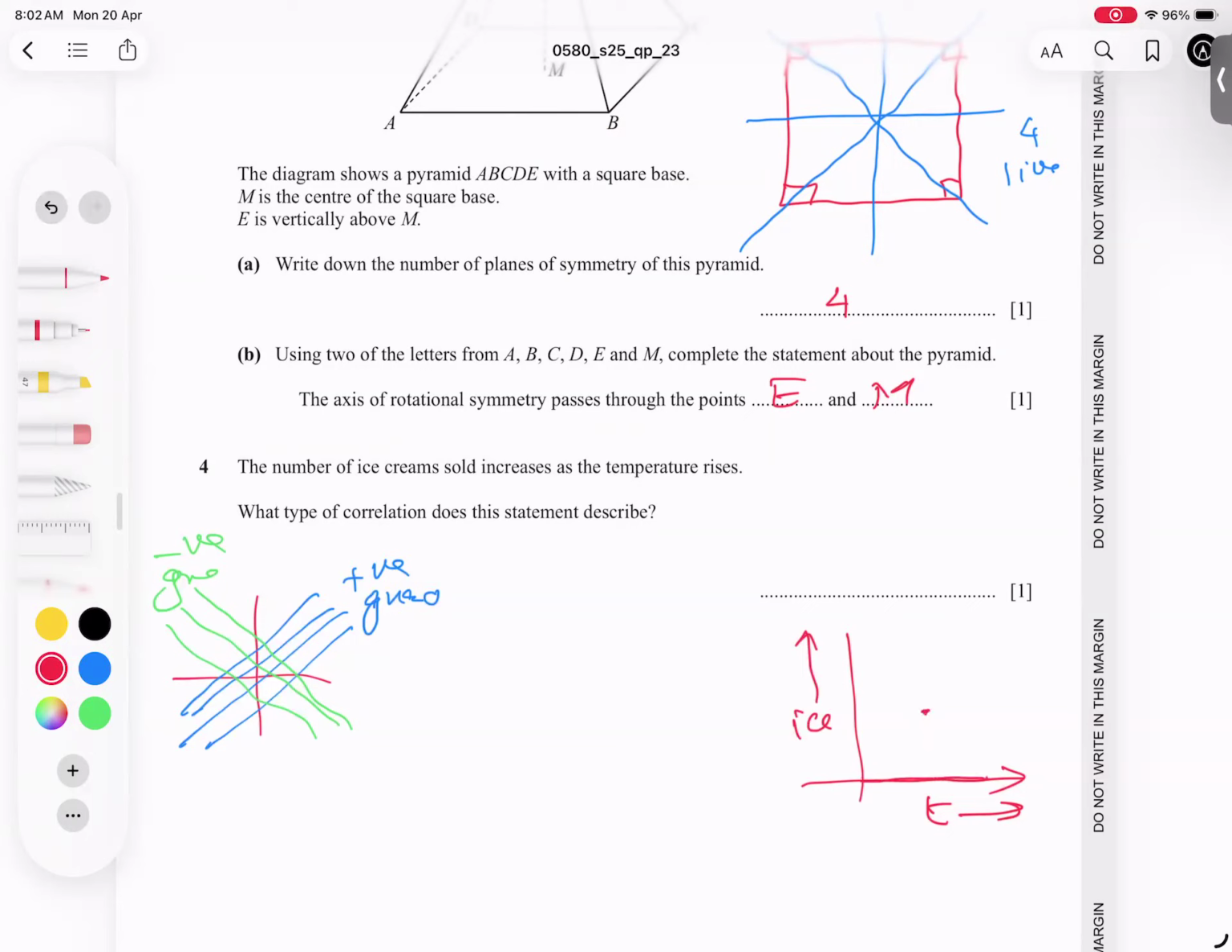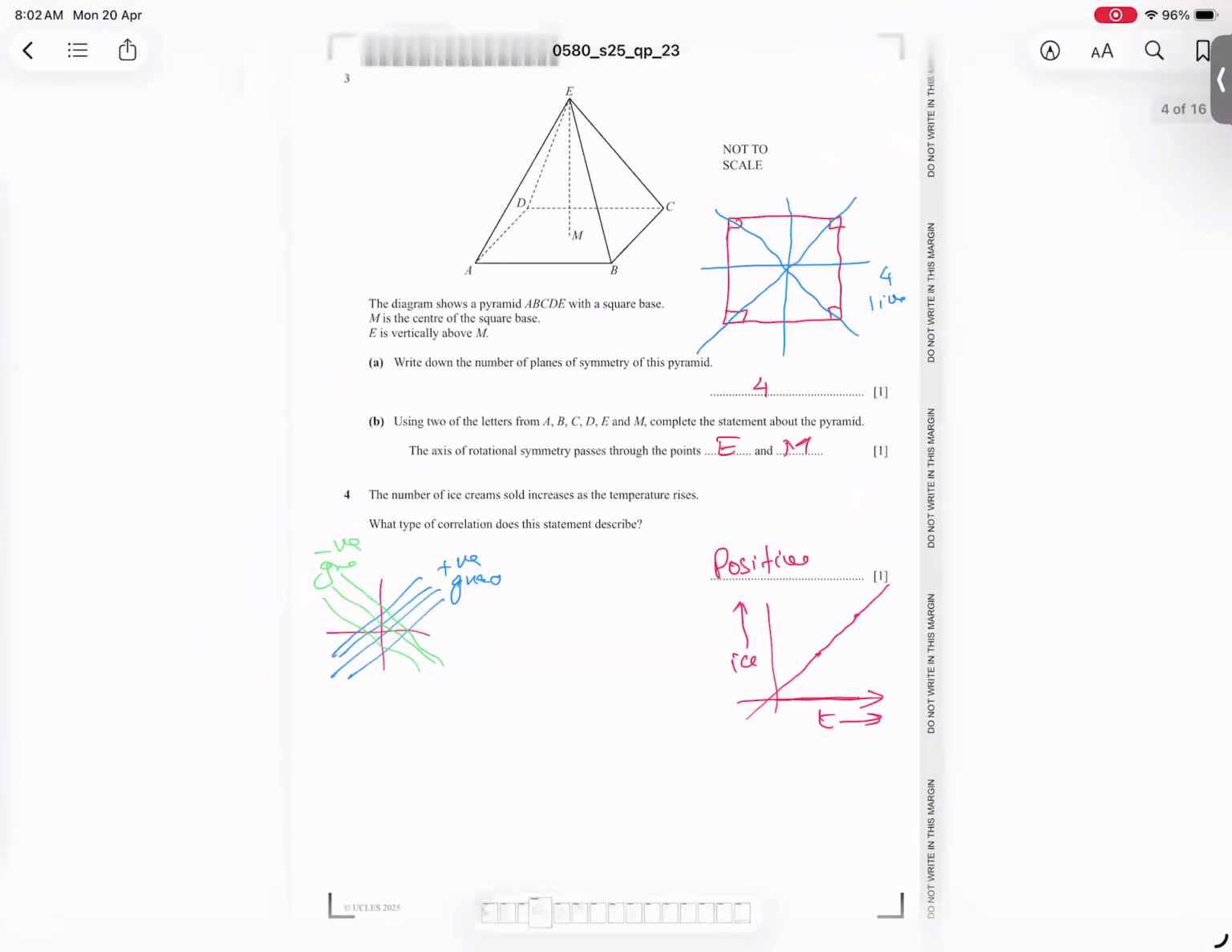As time increases, temperature increases, and ice cream sales increase. If I join the points, it will look like this. So it's called a positive correlation. I hope the point is very, very clear. Okay, let's go to the next question on the next page.